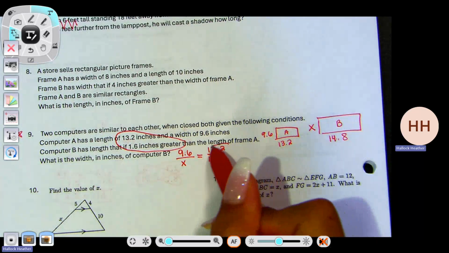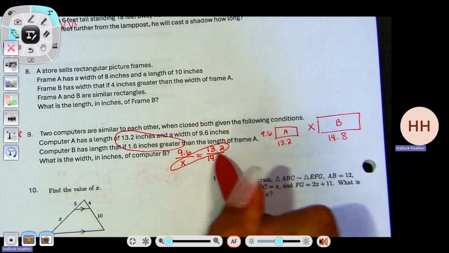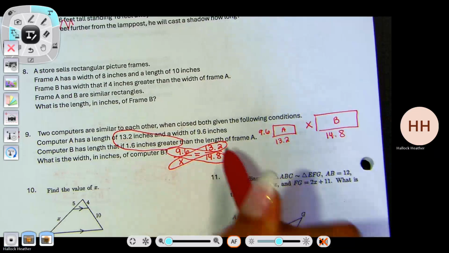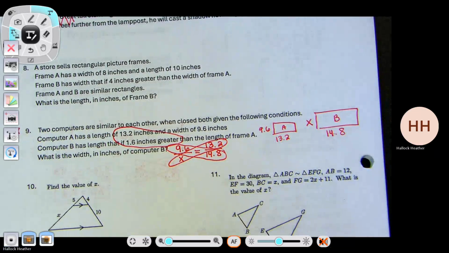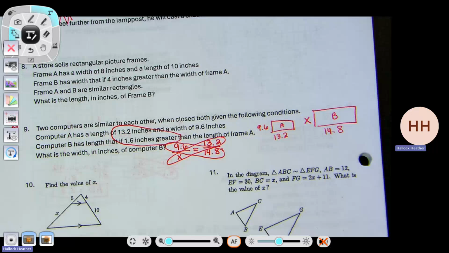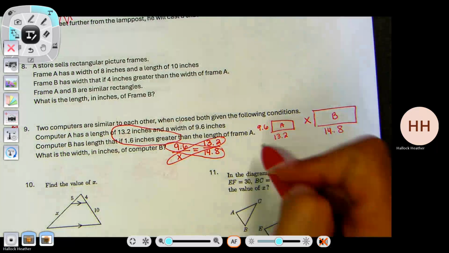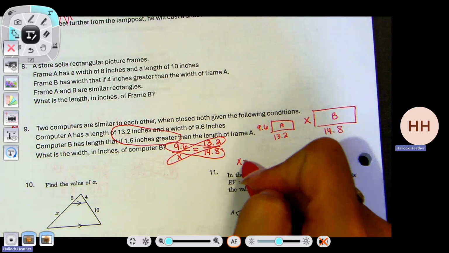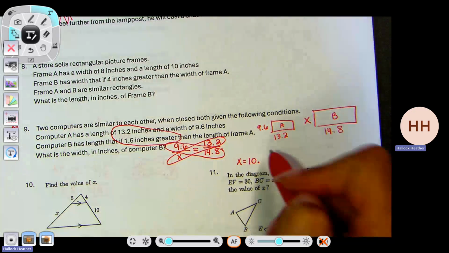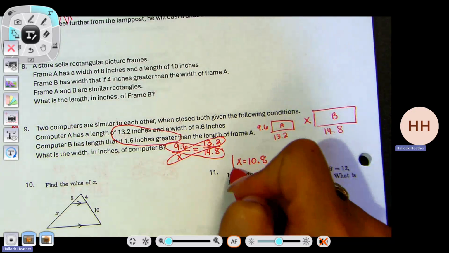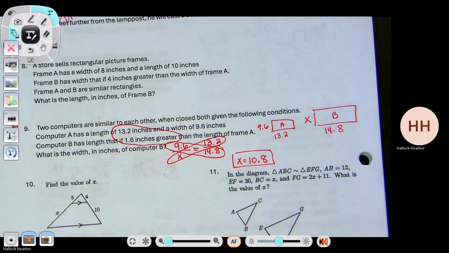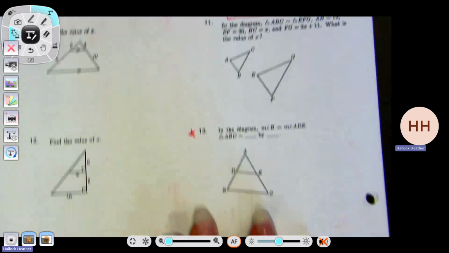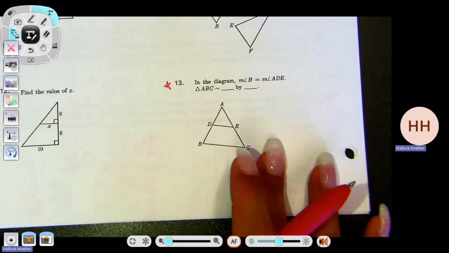So if I cross multiply and I cross multiply, you get X equals 10 point, it's a crazy decimal, but I'm going to round it to 10.7. Okay, the next ones already give you the pictures, so let's go down to number 13.